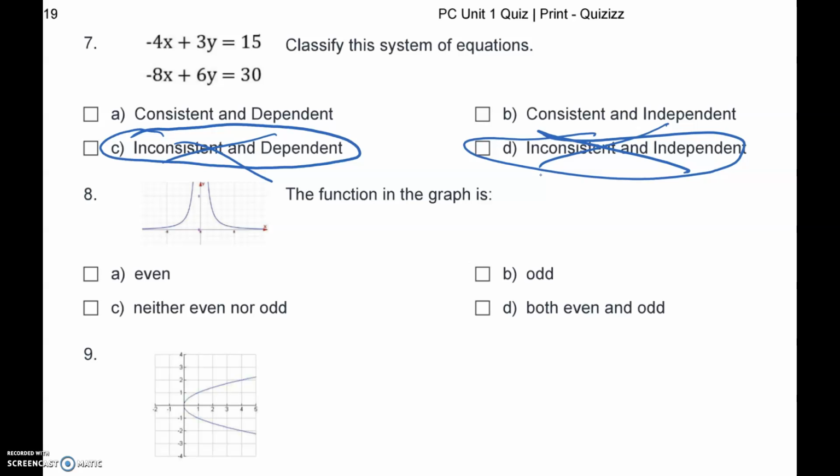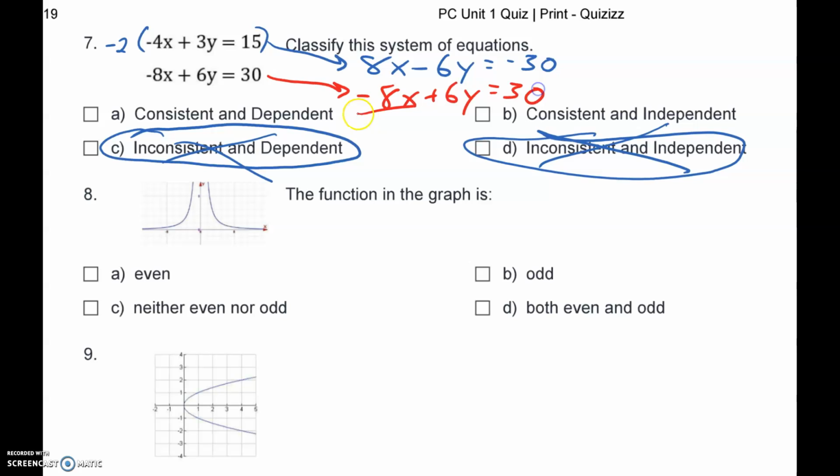If we're going to solve this by elimination, maybe eliminate the x's. Or the y's for that matter, because look at this. If you multiply the first equation by -2, here's what you get: 8x minus 6y equals -30. And then if we take the second equation and leave it the same, -8x plus 6y equals +30, and we add those together. Now don't think of things as canceling out. You do have an equation.